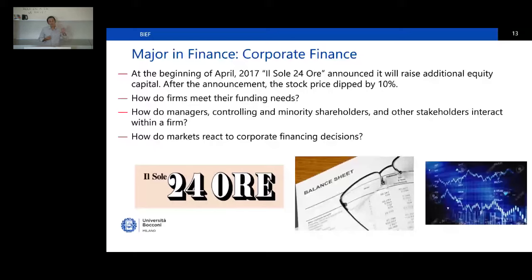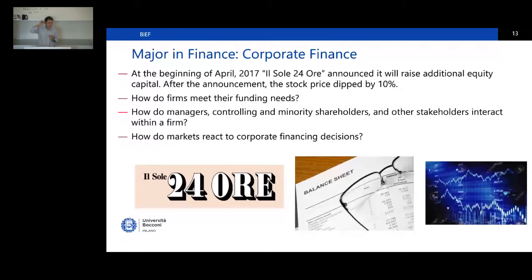So the question here is, how do the different stakeholders of a firm, which would include managers, controlling shareholders, minority shareholders, suppliers, bondholders, and so on, interact with the firm, and how do they come up with, in this example, this final decision, which is, let's raise additional equity.